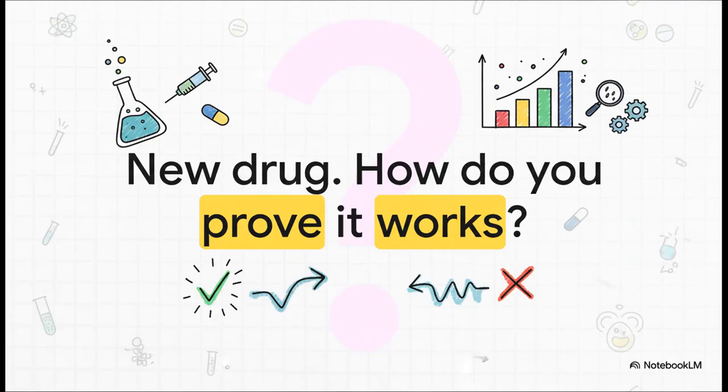I want you to imagine for a second that you've just developed a new medicine. You think it works, you feel it in your gut, but how can you be sure? How do you prove that its effect isn't just a coincidence, just a fluke of random chance? Answering this question is the absolute bedrock of scientific proof and really any smart decision-making.